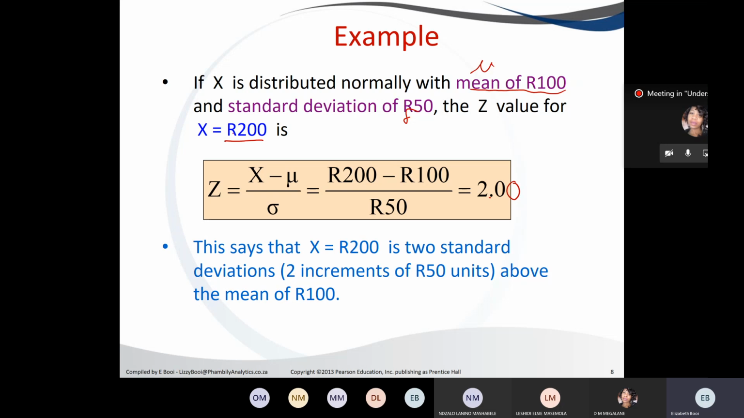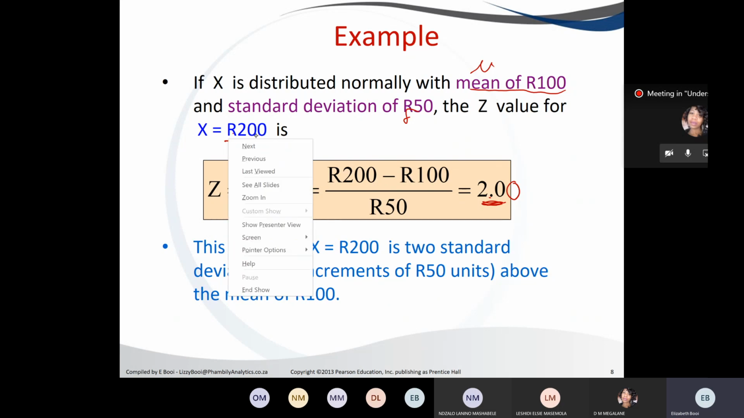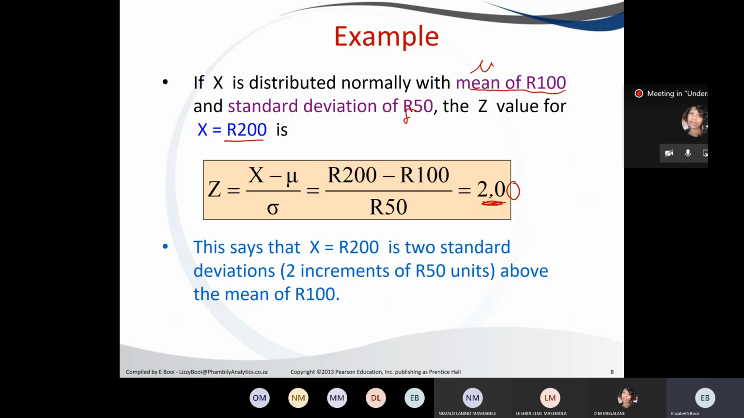And when we interpret the z-score, we say that for x equal to 200, it is 2 standard deviations, because the z value is 2, so it is 2 standard deviations above the mean of 100. And we can see that it is 200 and 100, so the difference between the two is just 100. Two standard deviations: 100 plus 100 makes it 2 standard deviations away from the mean of 100. And that is the z-score.